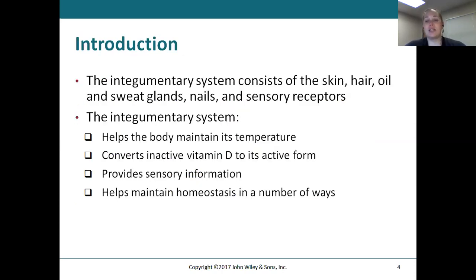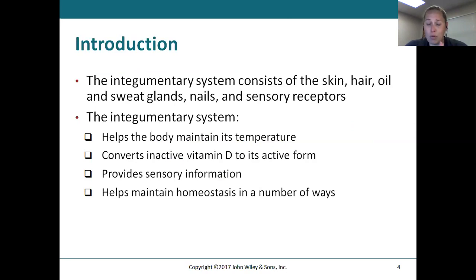Okay, so the integumentary system, if we define what it is and everything that it encapsulates, you obviously are going to be thinking skin, hair, oil and sweat glands, nails, and sensory receptors that are innervating. So in terms of what the integumentary system does, it's going to help to maintain body temperature.